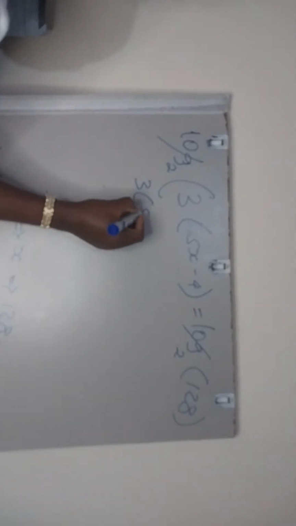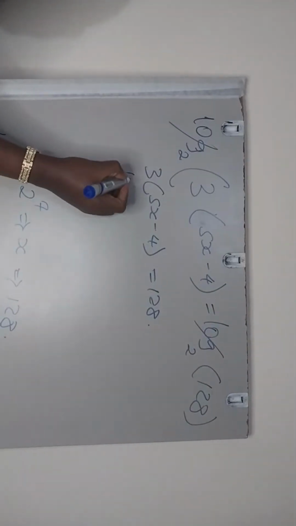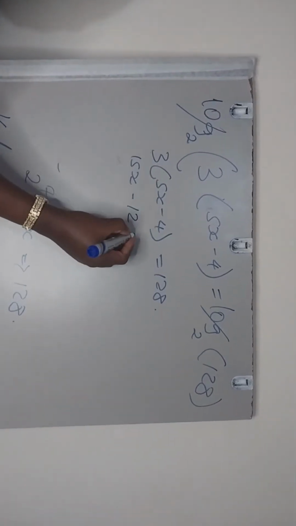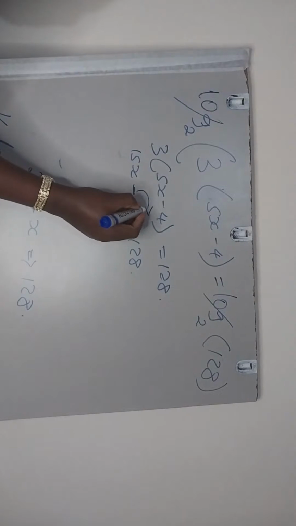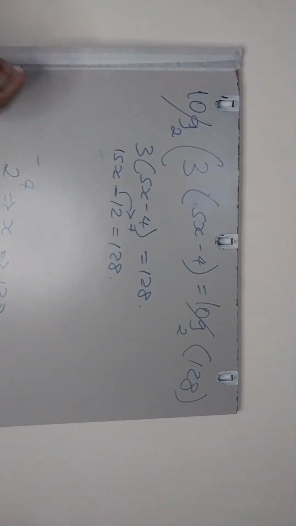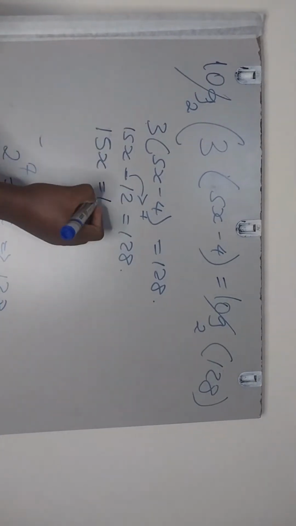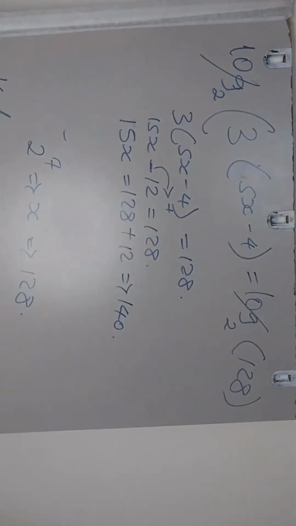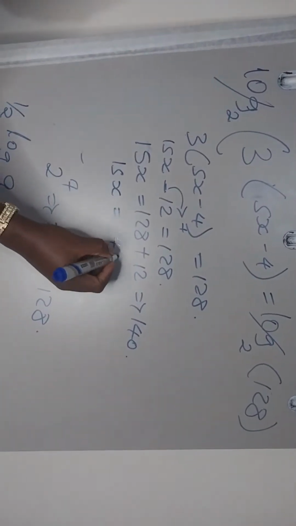This now changes to 3 into 5x minus 4 is equals to 128. When we multiply 3 with 5, we get 15x minus 3 multiplied by 4 will be getting 12 is equals to 128. Good. When a minus crosses an equal sign, it will be changing to plus. So this will now go ahead to 15x is equals to 128 plus 12, which is simply 140. So the 15x will simply be 140.